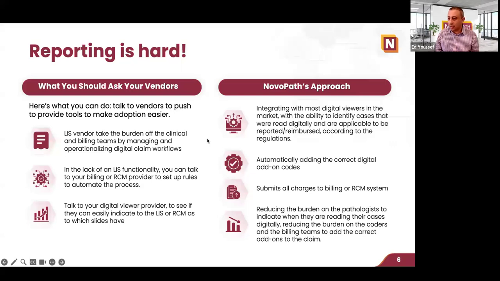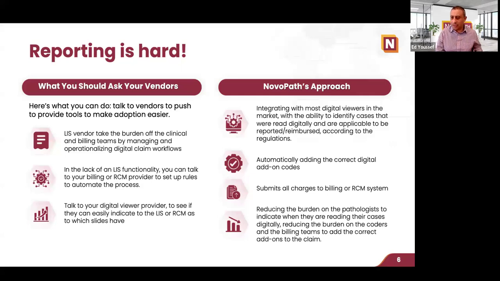The most important aspect is obviously being able to integrate with your digital viewer. So we've done that early on. We're integrated with most of the major digital viewers, and that gives us the ability to identify cases that are applicable for future reimbursement, which is the first important step in reporting. We're also automatically adding the associated add-on codes electronically and passing that information to the RCM system.